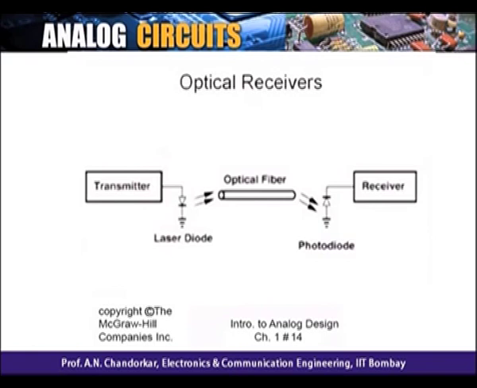Just now I said optical, this is what optical receivers are. You have a transmitter, you have a laser diode, convert digital data or analog data into light, you pass it through fiber. You have a photodiode which receives the optical light, converts it into electrical and processes it. Much of the processing here will be analog in this case.